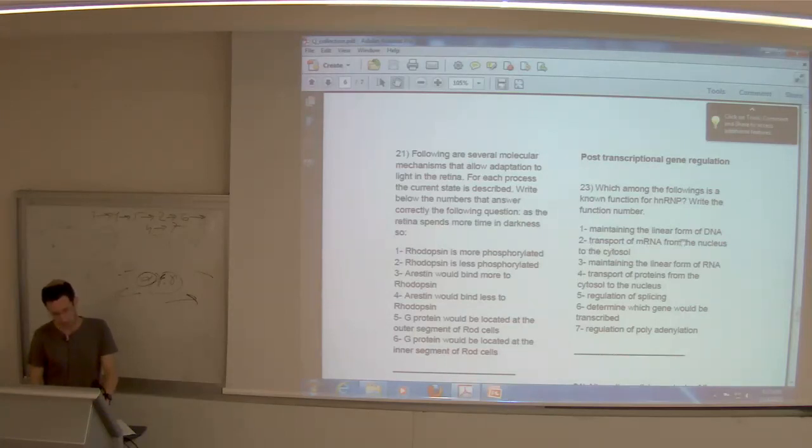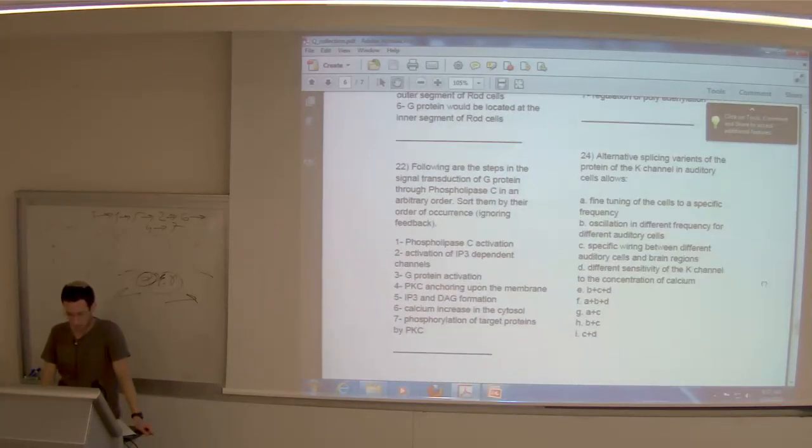Transport of messenger RNA from the nucleus to the cytosol. We've seen it. It interacts with another protein, the messenger RNA exporter, that interacts with the NPC, the nuclear pore complex, and enables translocation to the cytosol. And 3 is also correct, and we've mentioned it as well: maintaining the linear form of RNA in the nucleus. Which were they again? 2, 3, 5. Who wants to read?